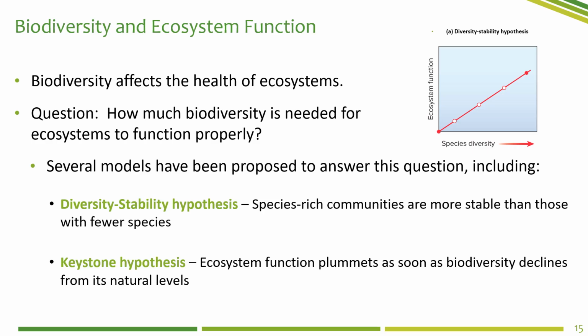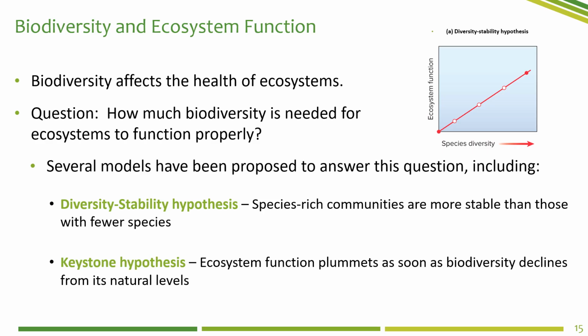The second hypothesis that attempts to answer the question of how much biodiversity we need is called the keystone hypothesis. So the keystone hypothesis says that whatever the natural level of biodiversity is in an environment is the, quote, correct level of biodiversity. And when we begin to lose biodiversity from those natural levels, ecosystem function begins to plummet.